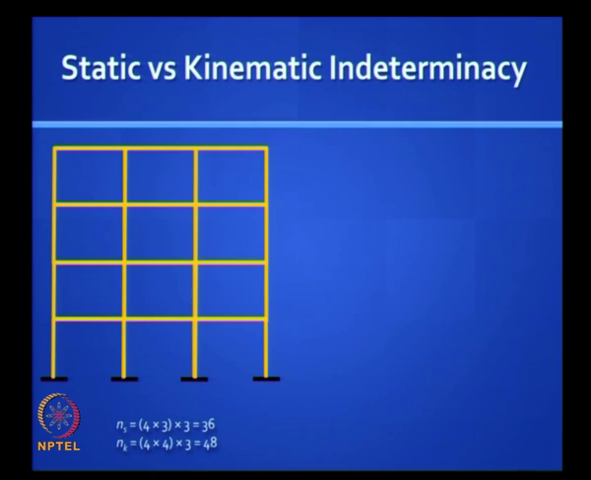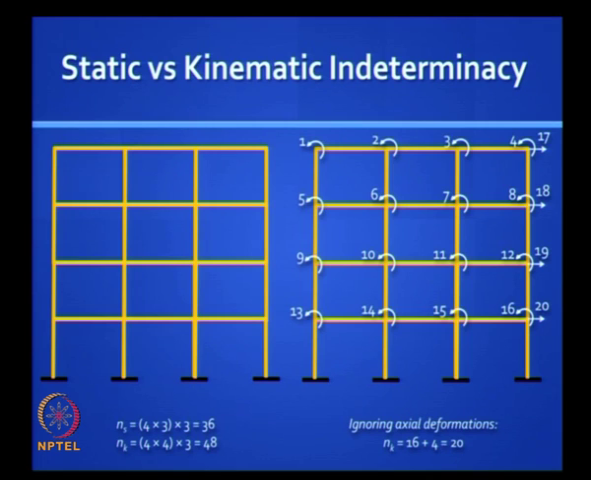Here you have a 4-storied 3-bay frame. The degree of static indeterminacy is 36 and kinematic is 48, but if you make the assumption, which we normally do, that axial deformations are negligible, then the translation degrees of freedom reduce to 4, 1 sway degree in each floor. That means the entire beam in any floor will move like a rigid body horizontally. So D17, D18, D19, D20 are the sway degrees of freedom, and every joint has a rotation. So you have 16 rotational degrees of freedom, 4 translation degrees of freedom, 20 unknown displacements.